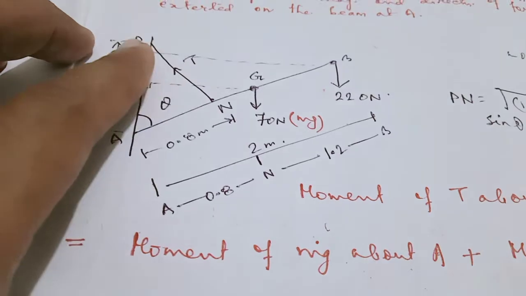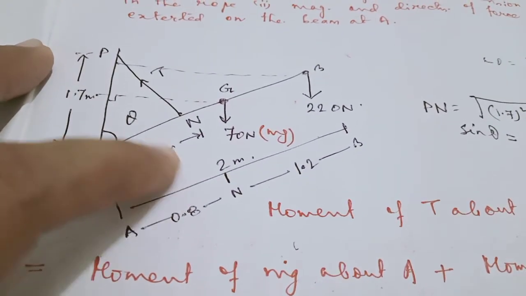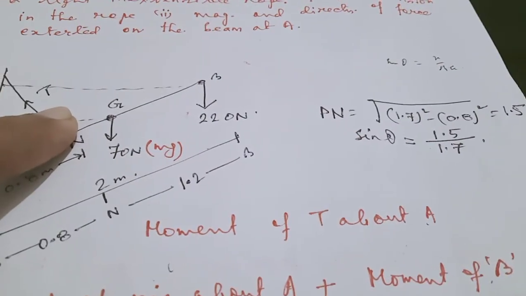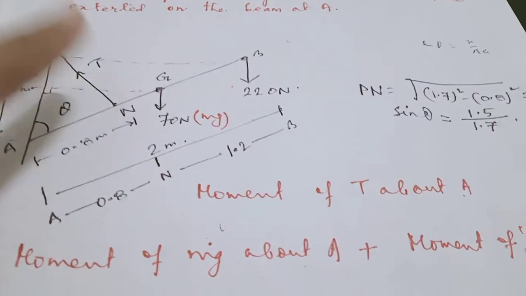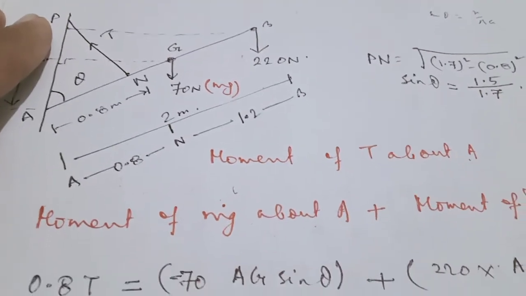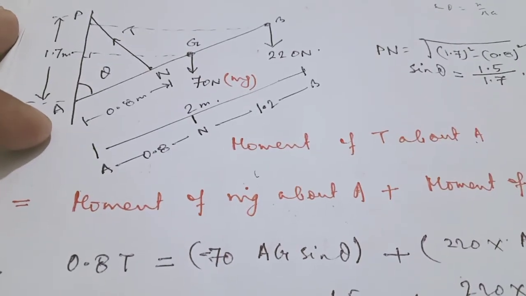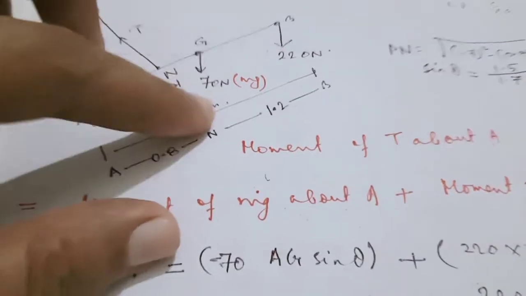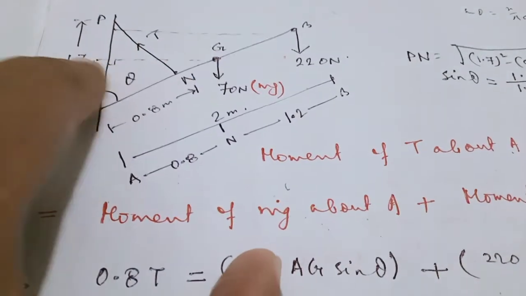So you can calculate PN from Pythagoras theorem. 1.7 whole square minus 0.8 whole square will give you 1.5. So PN is 1.5 and sin theta is equal to 1.5 by 1.7. So moment of the weight about A: now this is the line of action of the force, and for this one it will be AG sin theta. This distance will be AG sin theta.